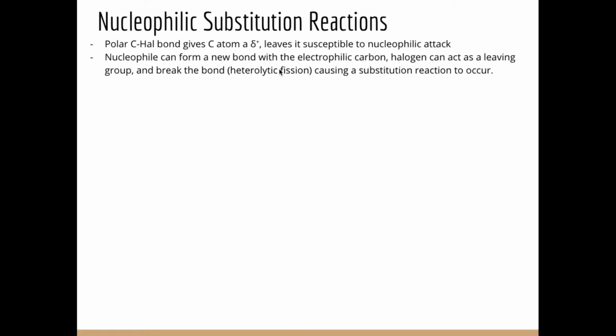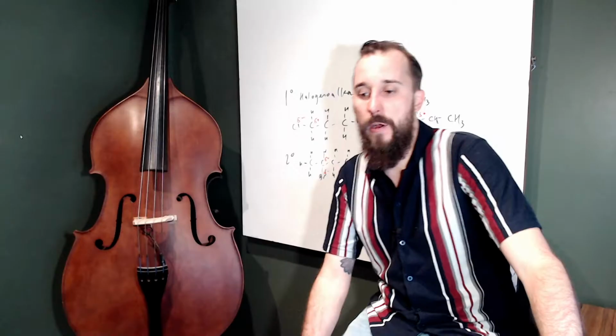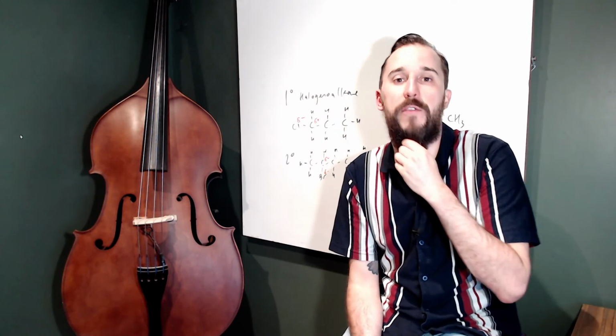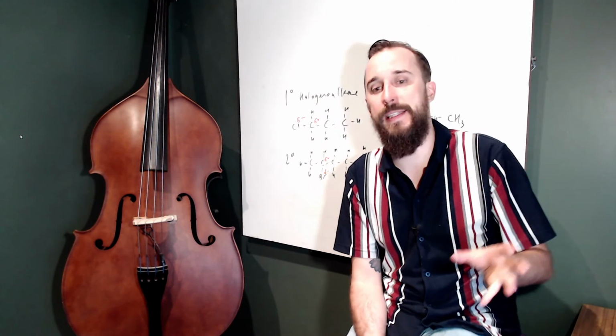Here we go. The nucleophile can form a new bond with the electrophilic carbon. The halogen can act as a leaving group and break the bond, with heterolytic fission, and that causes a substitution reaction to occur. Now the mechanisms of these are very important, and they're quite intricate. Well, maybe not intricate, but there are a few things we need to be aware of when we are discussing the mechanisms.